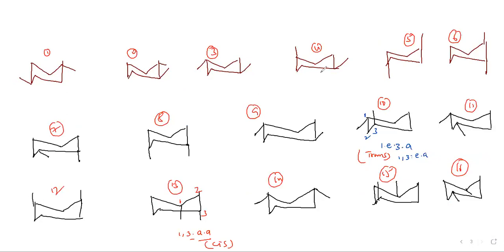Amar, you start with any one of the substituents. 1, 2, 3. 1,3. What is this? Equatorial equatorial.